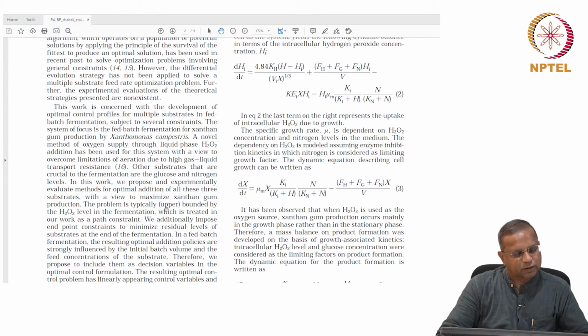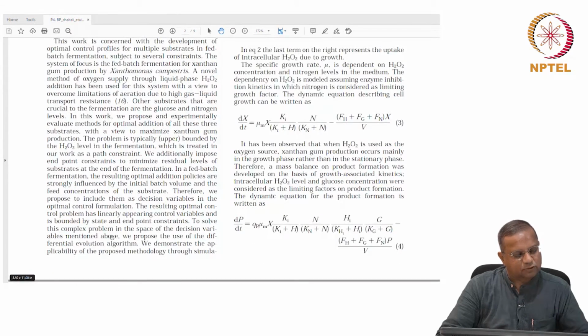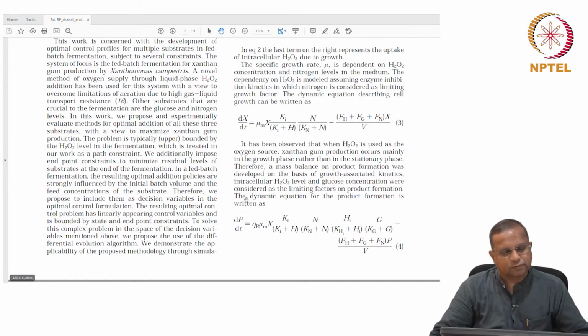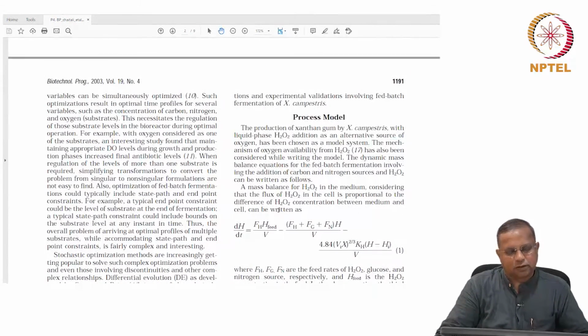The problem is typically bounded. Okay, this is getting into too much detail for this course. So, the process model, the production of xanthan gum by Xanthomonas campestris and so on, a mass balance for hydrogen peroxide in the medium, considering that the flux of hydrogen peroxide in the cell is proportional to the difference of hydrogen peroxide concentration between the medium and the cell. Okay, in this case, we are using a transfer coefficient approach, right?